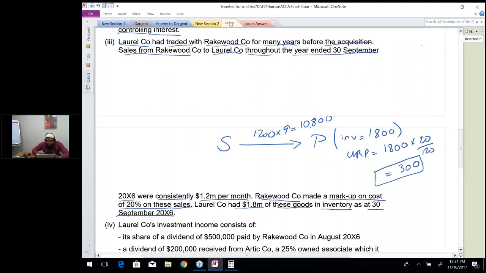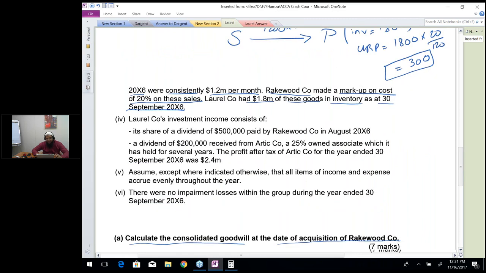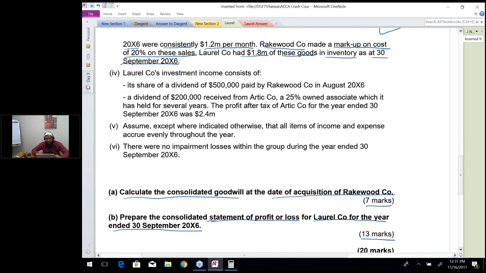Okay, now let's move on to adjustment number 4. This is approximately the last adjustment, and then 5 and 6 are something which are there mentioning that profits are deemed accrued evenly over the year and there was no impairment. These entries are actually not very much important.